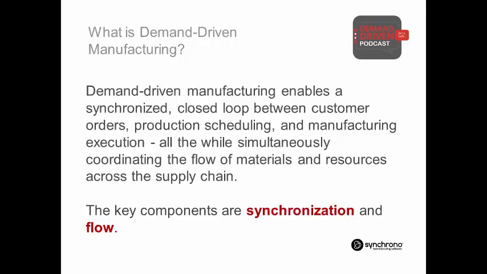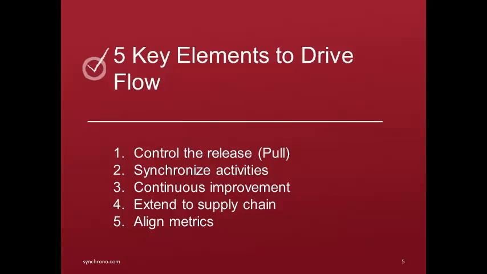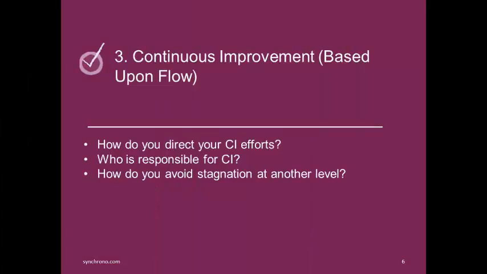That's right, Pam. Okay, so in previous episodes in this series, we've addressed control the release and synchronized activities. Today, we'll spend some time discussing how continuous improvement drives flow. John, can you talk a little bit about these bullets, maybe some best practices for the first 2 bullets, and then perhaps some real-world examples of how you can advise our audience to avoid stagnation?